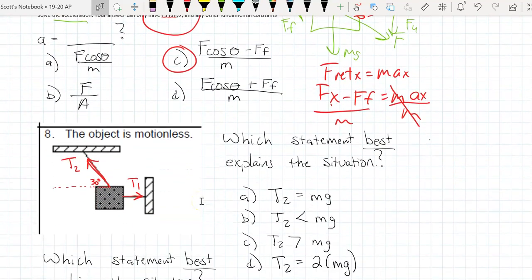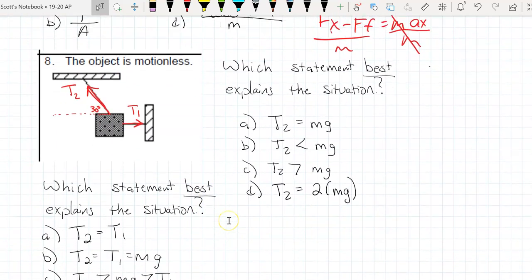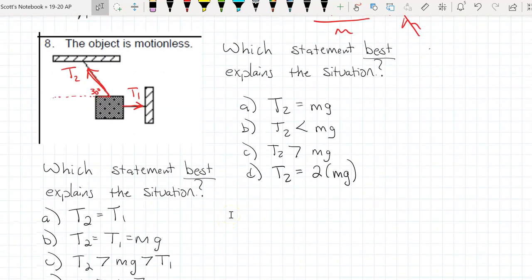All right, let's look a step farther. Okay. So here we have which statement best explains the situation. If you notice, I have best underlined. So again, pause it, see what you can do. You'll be prompted to try and solve this, and then let's see.